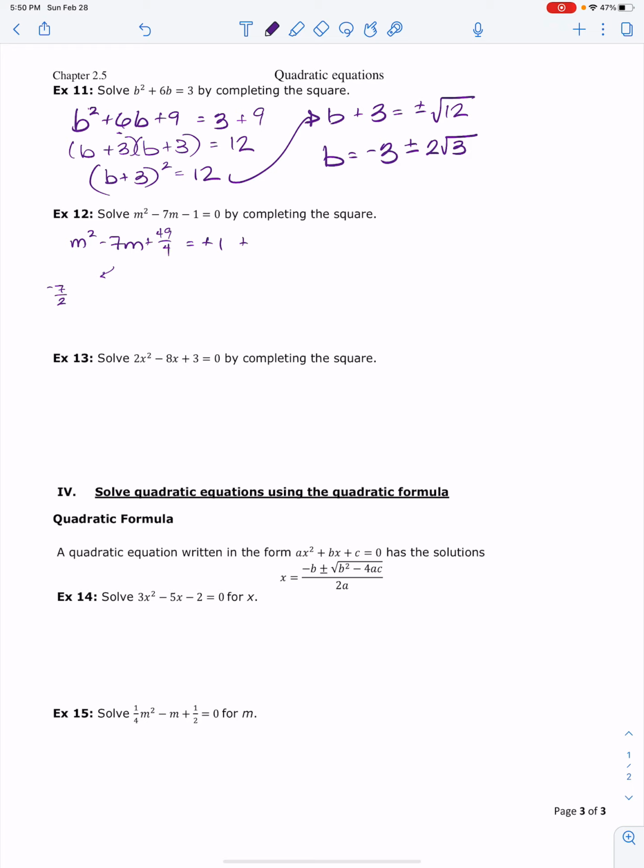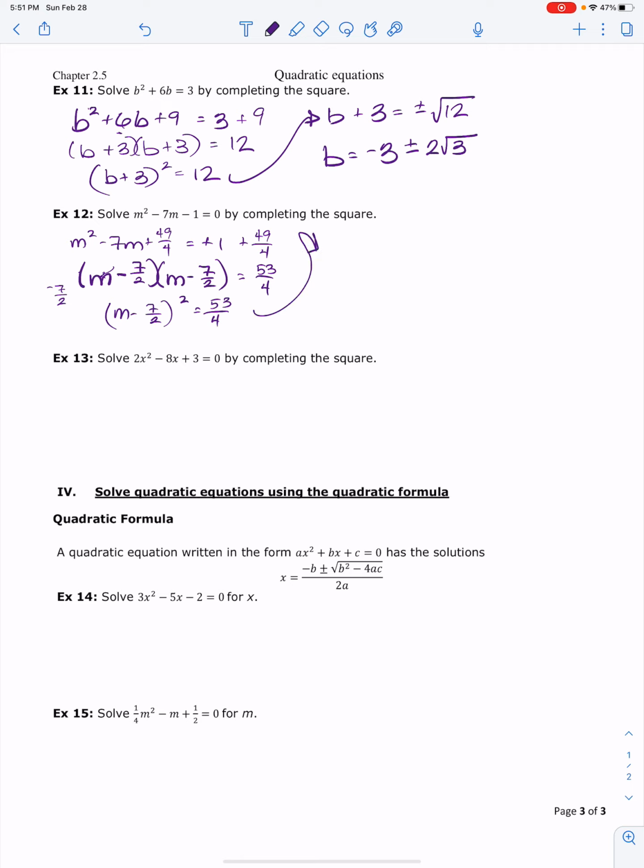So I want to make sure that I add that same thing to the other side, 49 over 4. I'm sorry, I changed that to a positive 1. Now when I go ahead and factor this, I get m minus 7 over 2 times m minus 7 over 2. 7 halves squared is 49 over 4. Negative 7 halves times 2 gives me that negative 7. Equals, what do I have on this side, 53 over 4. So we get m minus 7 halves quantity squared equals 53 over 4.